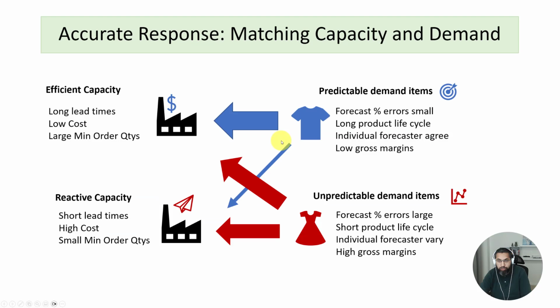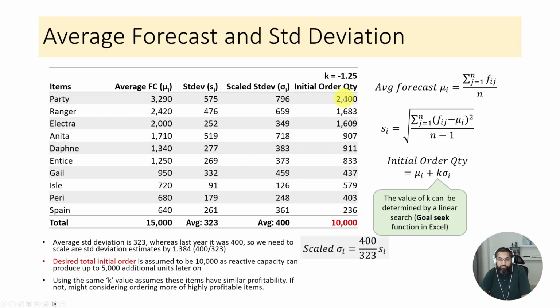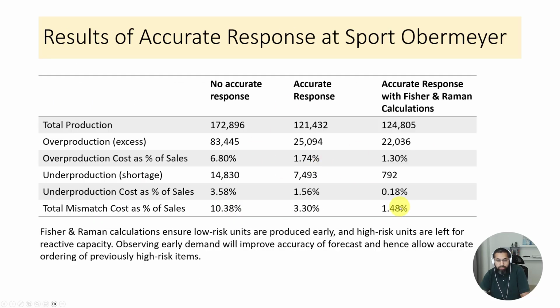So you are really matching the risk. If you go back to this picture where you want to match the unpredictable items and the predictable items, predictable go to efficient capacity, unpredictable go to reactive capacity. This matching happens very precisely with the Fisher and Raman method because you're estimating the risk right here in this column. Okay, so if you do the calculations, you do get some benefit, but a lot of the benefit you get just by having some process in place.